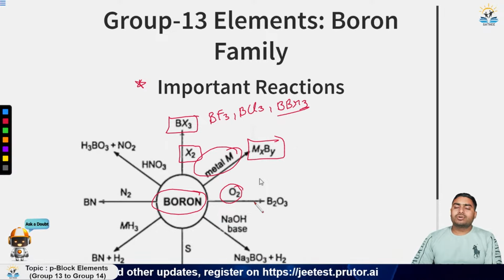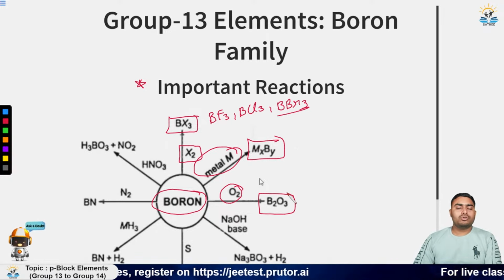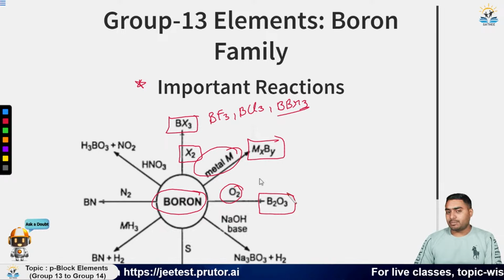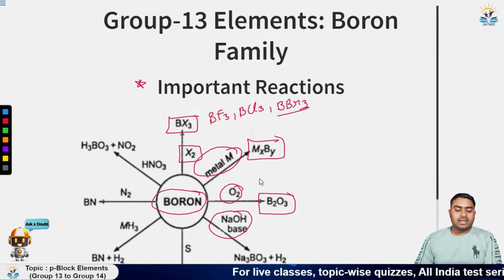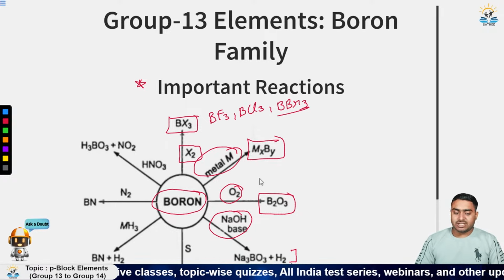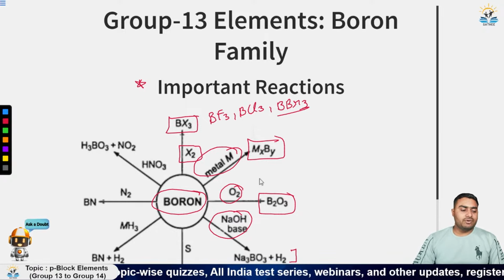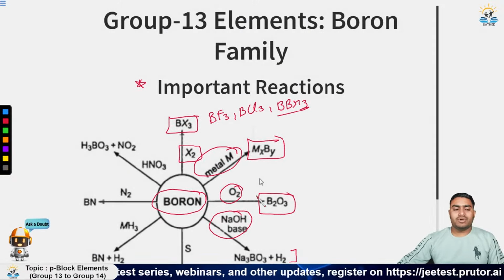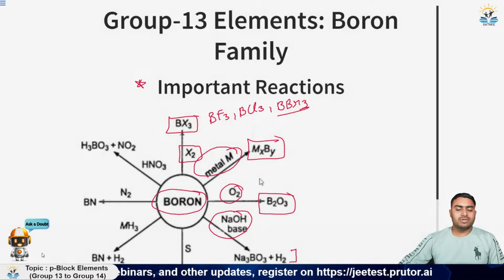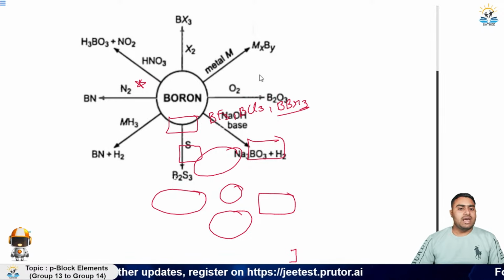When boron reacts with oxygen, it will form boron oxide, which is a B2O3 type oxide. When boron reacts with a base, it will form Na3BO3 and release of hydrogen gas will take place. When boron reacts with sulfur, it will form a compound, boron sulfide, B2S3 type.